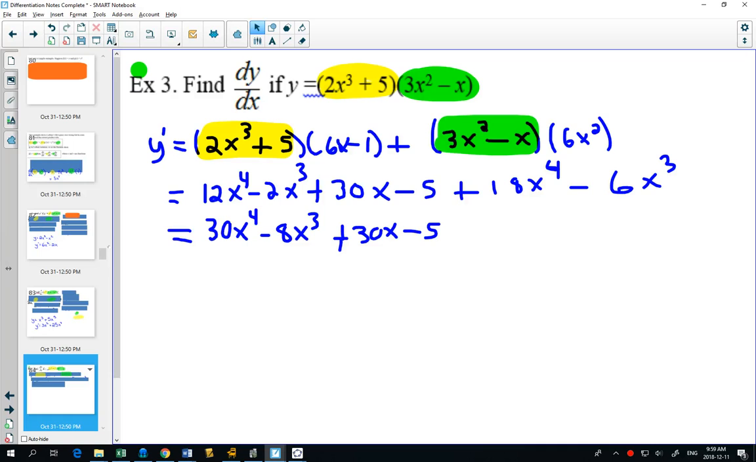Which part? This 6x minus 1? The 6x minus 1 is the derivative of the green. So I bring the 2 out in front to get 6x. The derivative of minus x is just minus 1. So the derivative of the yellow, bring the 3 out in front, you would get 6x, subtract 1 from the exponent, 6x squared. And the derivative of plus 5 would just be 0.